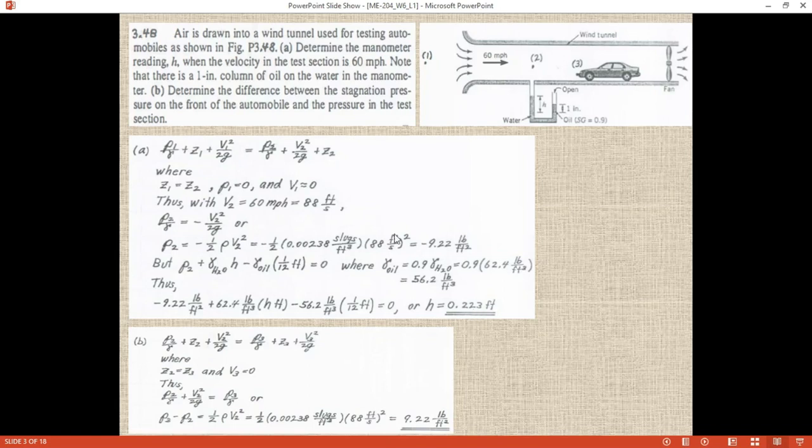Next we have to determine the difference between the pressure at point 3 and at point 2. This is the stagnation point, the point indicated here. Determine the difference between the stagnation pressure on the front of the automobile. This is the front of the automobile, and this is the stagnation pressure at point 3. And the pressure in the test section, the P2. So we have to find out the difference between P3 and P2. P3 is the stagnation pressure and P2 is the static pressure.